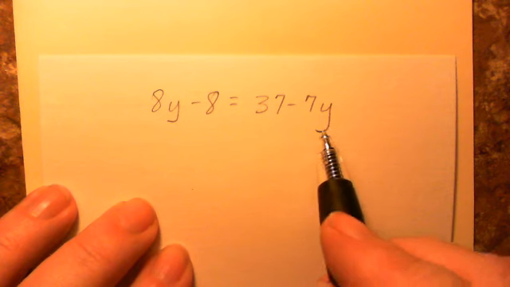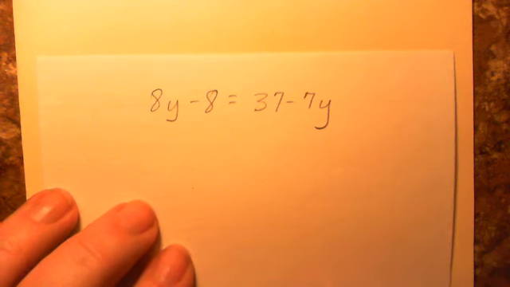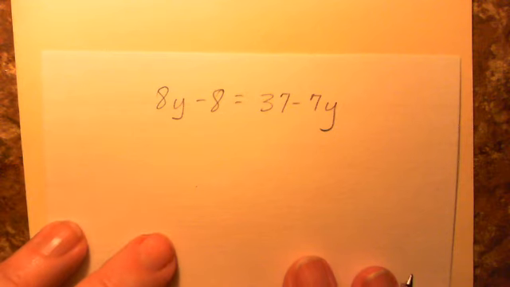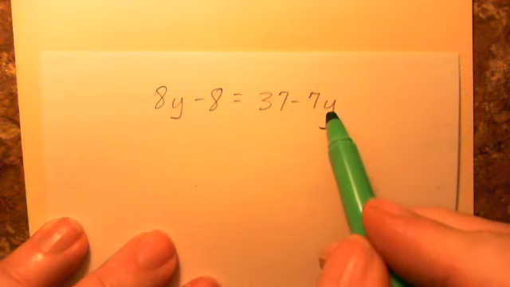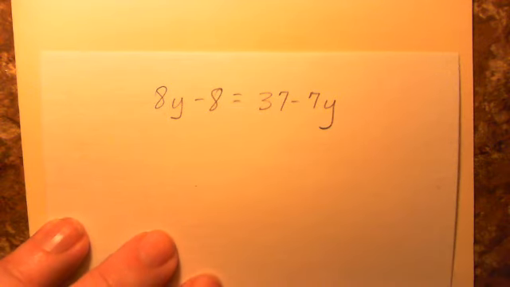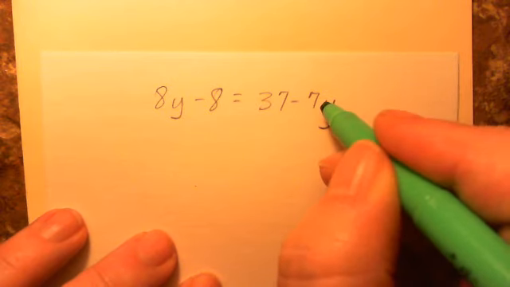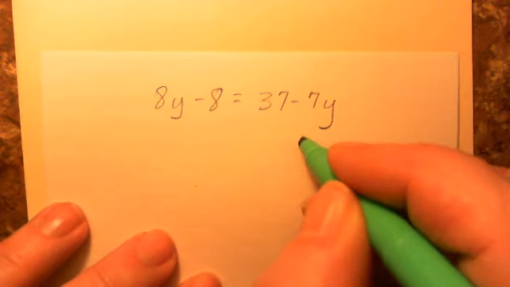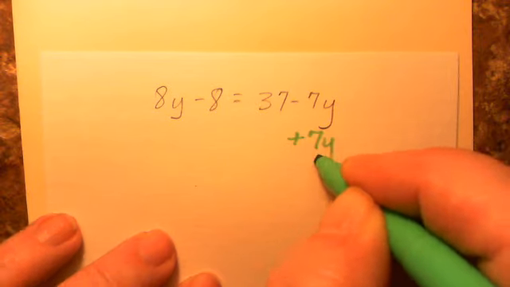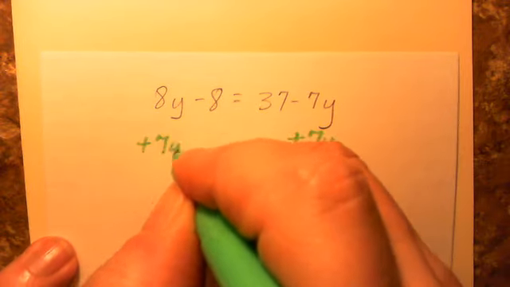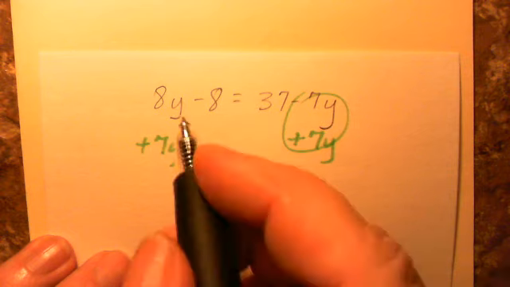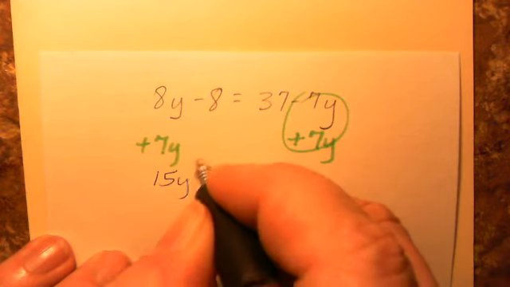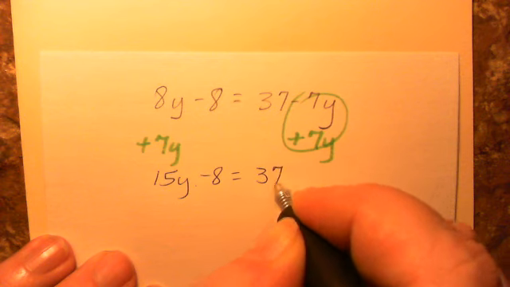Let's take a look at this equation. 8y minus 8 is equal to 37 minus 7y. Here we do need to use the addition subtraction principle because we have y terms on both sides. Let's say that we would like to zero out a minus 7y. So that would take a plus 7y. What we do to one side we must do to the other. And so this is a big 0 now, and we don't have to write plus 0. This we get 15y minus 8 is equal to 37.